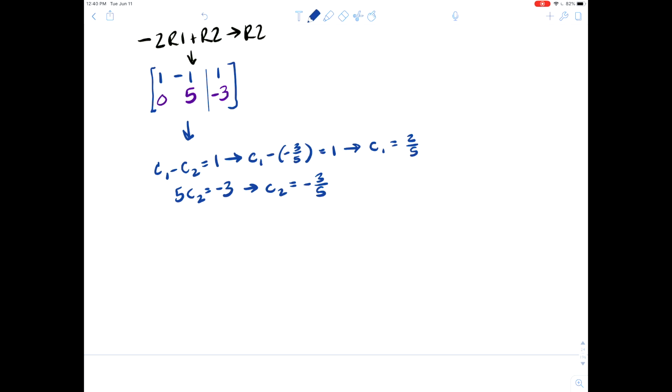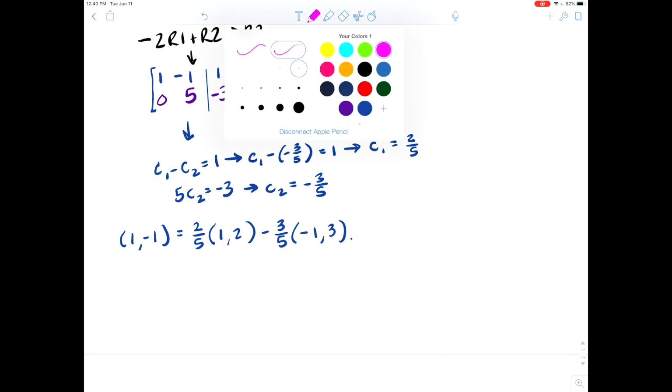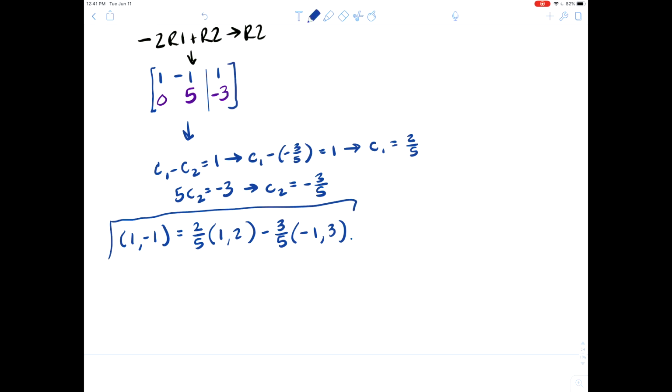Isn't that amazing? So it's not unique how you can write a linear combination, which is another important concept. So what did this linear combination look like? It looks like 1, negative 1 is equal to 2/5 times v1, which was 1, 2, and then minus 3/5 times negative 1, 3. Now, a lot of times what we do, here's kind of a note, all right? So, by the way, this is the answer to this problem.